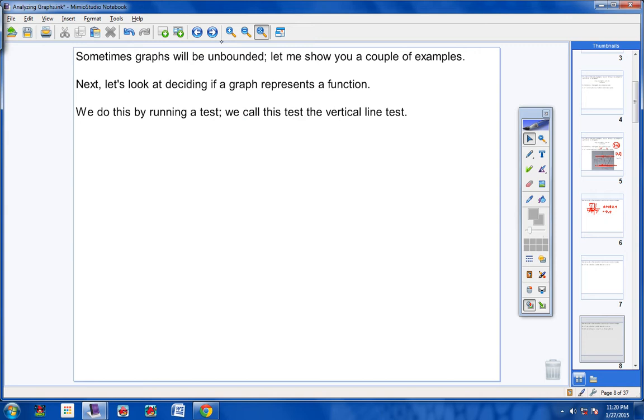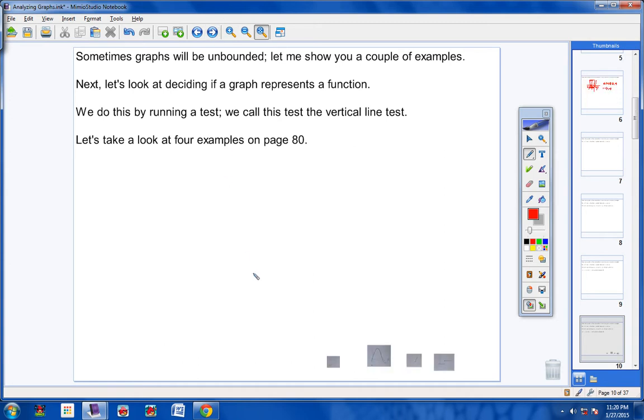So we call this the vertical line test. Now, let's take a look at 4 examples on page 80. Instead of drawing all of these graphs, make a note in your notes that we're going to do the 4 examples on page 80, okay? This will probably be the easiest thing we do all class period, alright? So here we go. Let's take a look at our first example here.